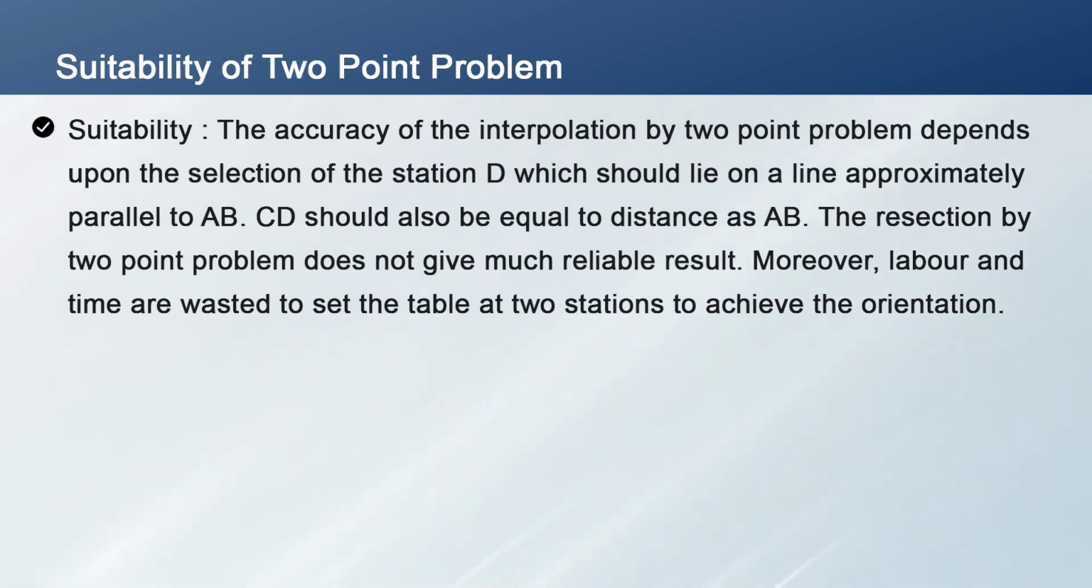The accuracy of interpolation by the 2-point problem depends upon the selection of the station point capital D, which should lie on a line approximately parallel to capital AB. Station distance CD should also be equal to the distance AB. The solution by the 2-point problem does not give a very reliable result. Moreover, labor and time are wasted to set the table at 2 stations to achieve the orientation.